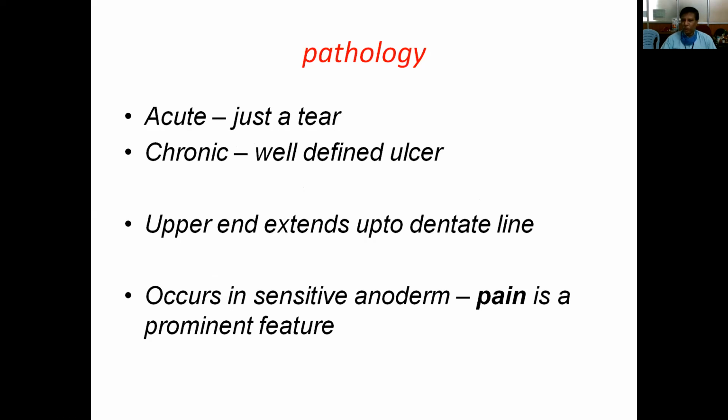When it has become chronic, it evolves into a well-defined ulcer. The acute fissure evolves into a well-defined ulcer. The upper end of this ulcer, which is cano shape, extends up to the dentate line, and the lower end to the external anal opening. Because it occurs in the sensitive anoderm, pain is a prominent feature. It is very painful, especially the acute fissures.